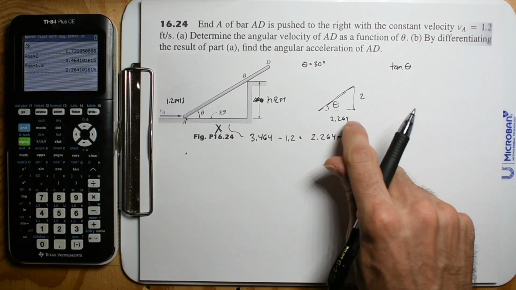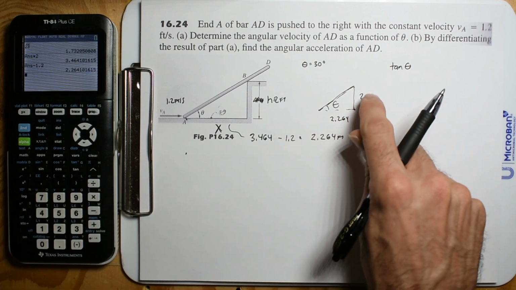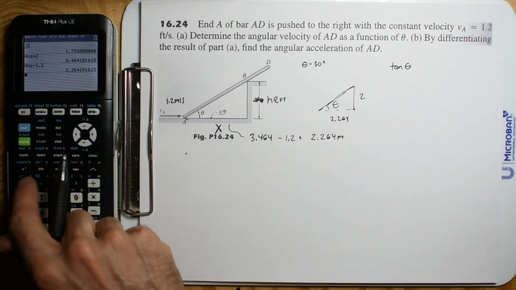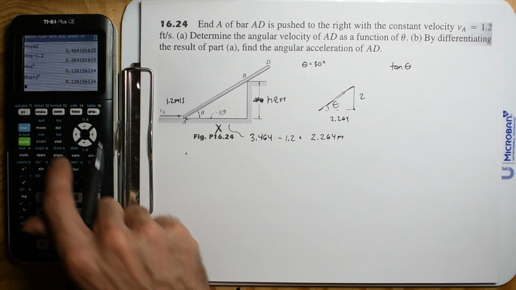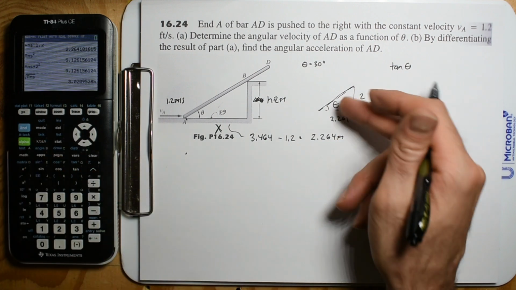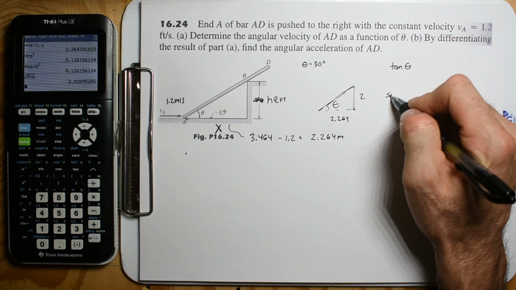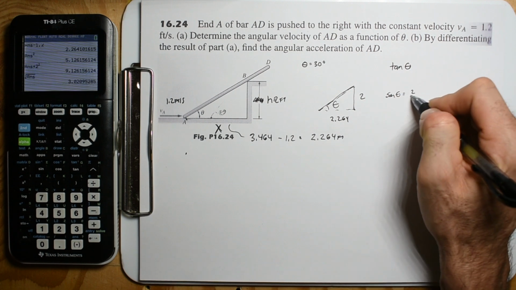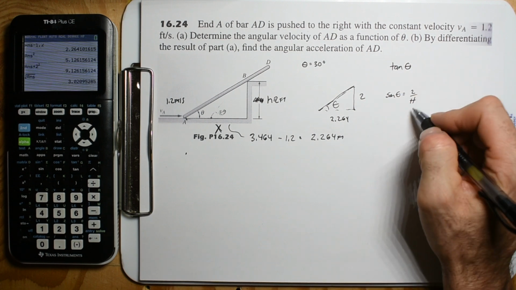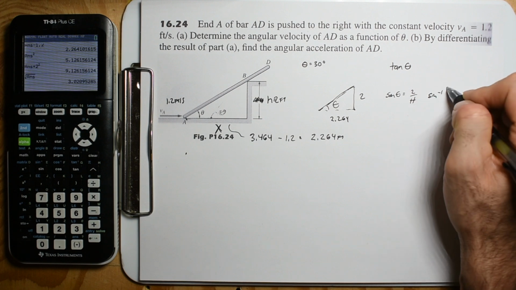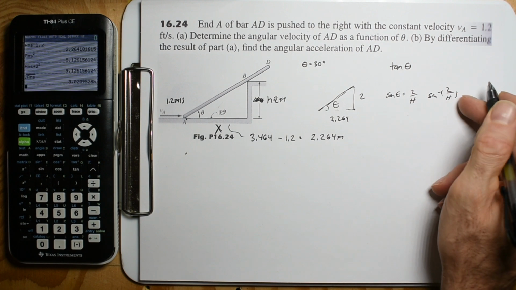You could say, hey, we're going to square this plus 2 squared, and then take the square root of that. Now we have the hypotenuse. So now we could say sine of the angle is equal to 2 over the hypotenuse. And we could do inverse sine of 2 over the hypotenuse, and that would give us the angle.